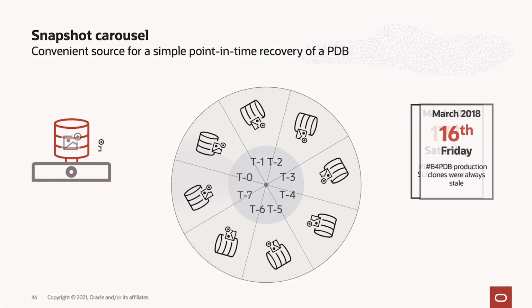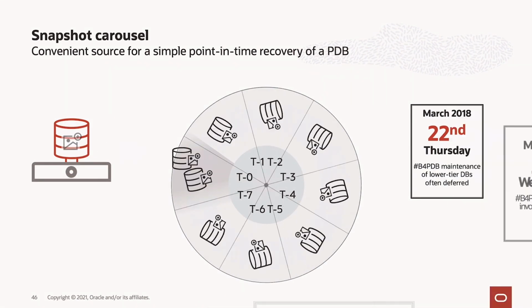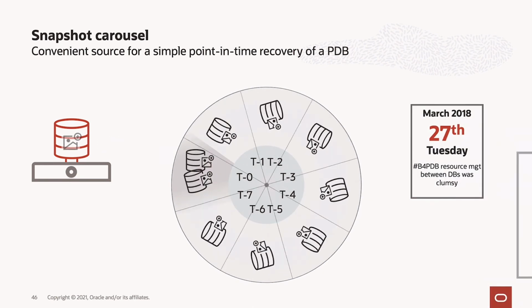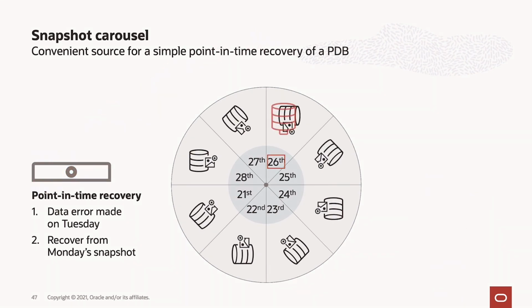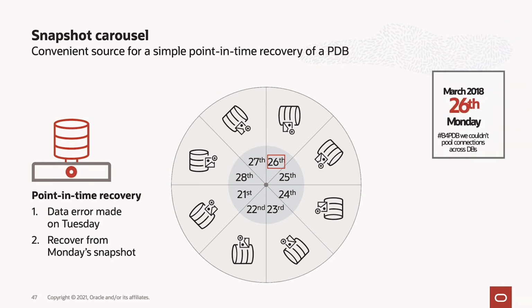Let's say a few days go by uneventfully. Business proceeds smoothly, and snapshots are taken automatically every midnight. But then, on Wednesday the 28th, we discover that a serious data error was introduced the previous day, Tuesday. It is determined that the simplest remedy is to recover from Monday's snapshot taken before the data error was introduced. We simply drop the current PDB and restore a clone of Monday's snapshot before the data error was made.